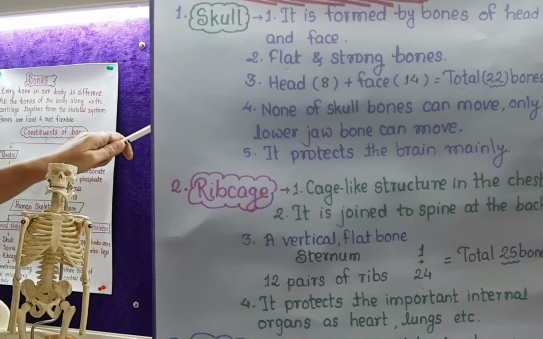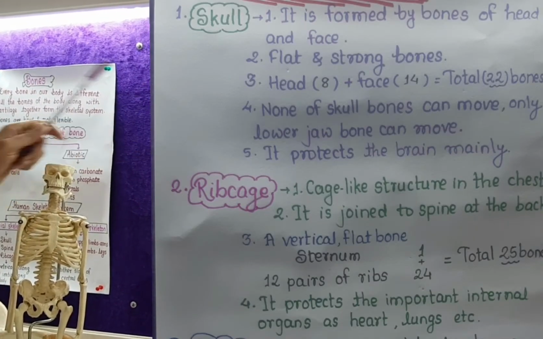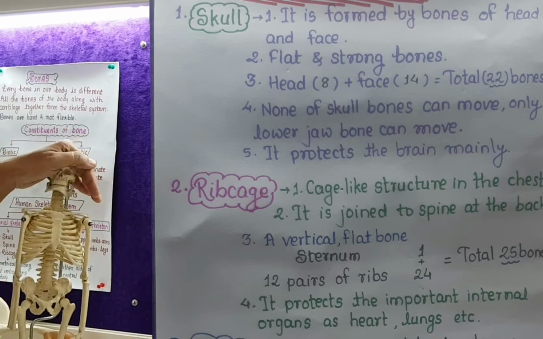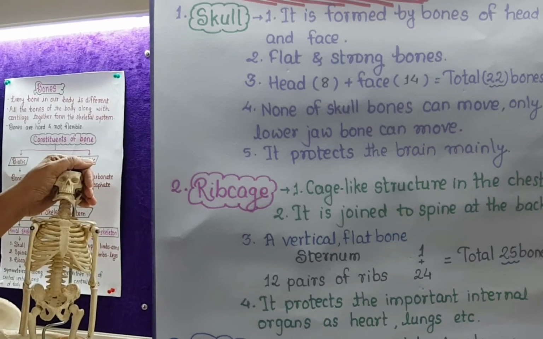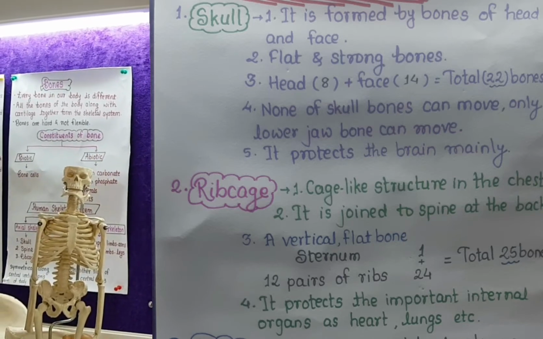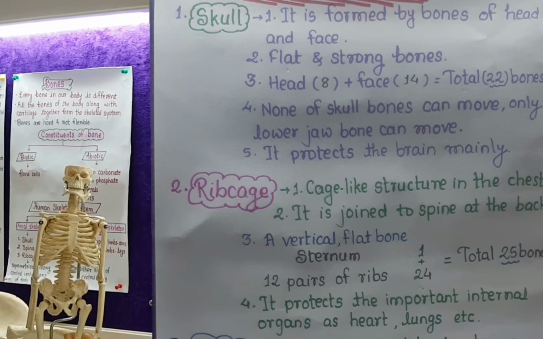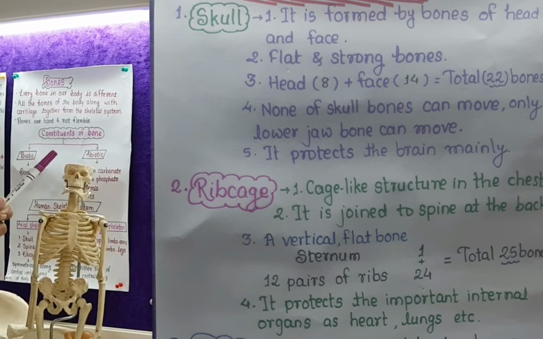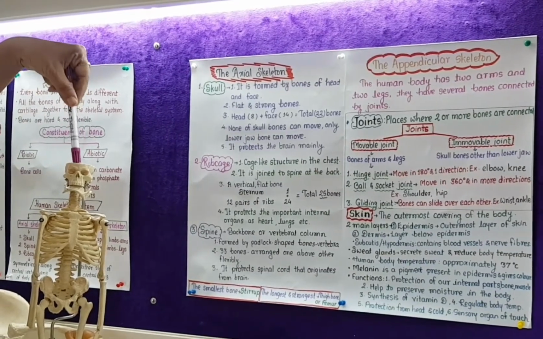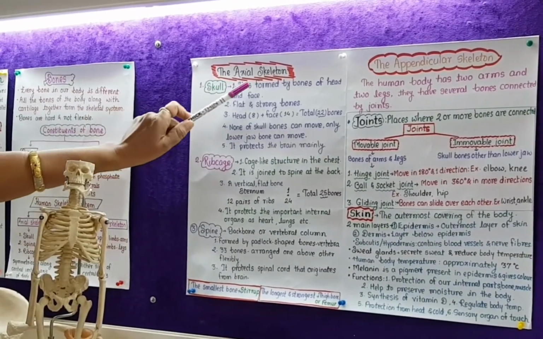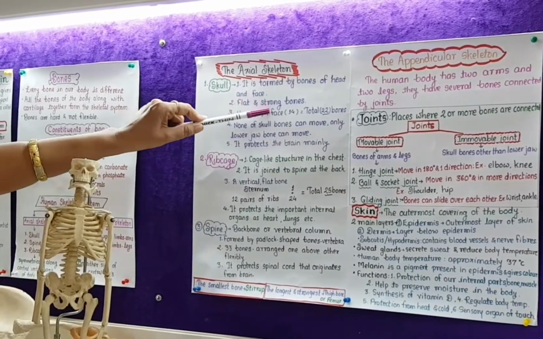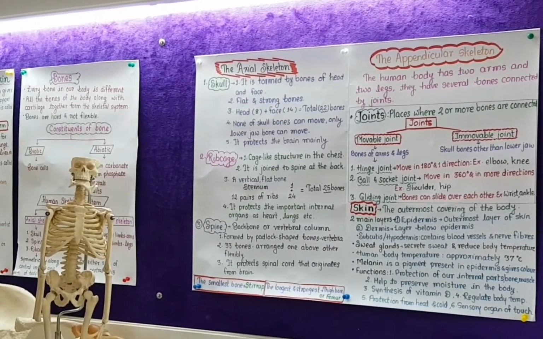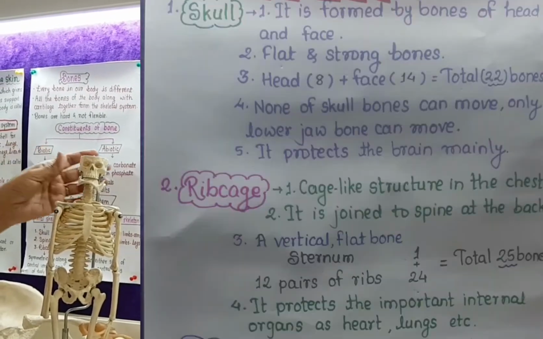And they are flat and strong bones, because this skull is very important. It contains a very important organ, that means the brain, that controls all the actions of our body, and that brain is situated inside this skull. It is formed by these bones of head and face, and flat and strong bones are there. It has a total of 22 bones.